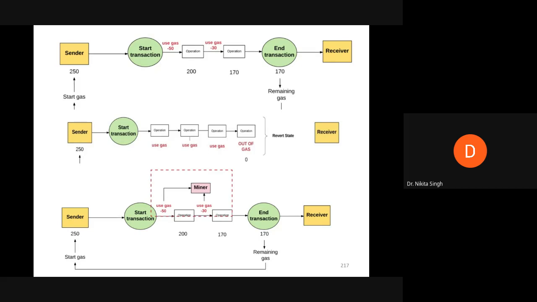So to summarize, every single operation that is executed on the Ethereum network has a fee associated with it. Fee is calculated in gas and it is paid in ether.